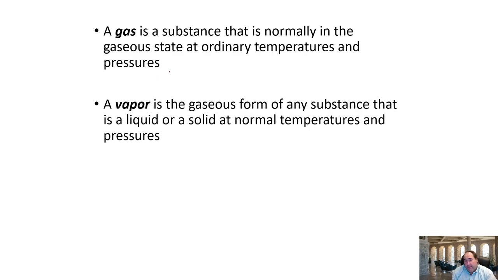So methane gas, right? Methane is normally found as a gas. Water vapor: water is normally found as a liquid, but can be converted into a gas. So a vapor, again, is usually used for something that is normally not a gas under normal conditions. A gas is used for something that normally is in a gas state. That's also why we don't call it water gas, even though it sounds funny. We usually refer to it as water vapor for that reason.